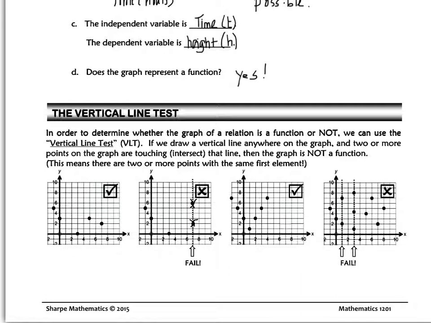So this one would be a function. And the last one, relation, is not a function because there's a couple of places there that you can draw a vertical line and it would hit 2 or more. This vertical line hits 2 points, this vertical line hits 3 points. So if it hits more than 1 point, if there's any place at all on the graph where it hits more than 1 point, that means there's more than 1 point with the same x-coordinate. So that fails the vertical line test and would not be a function.